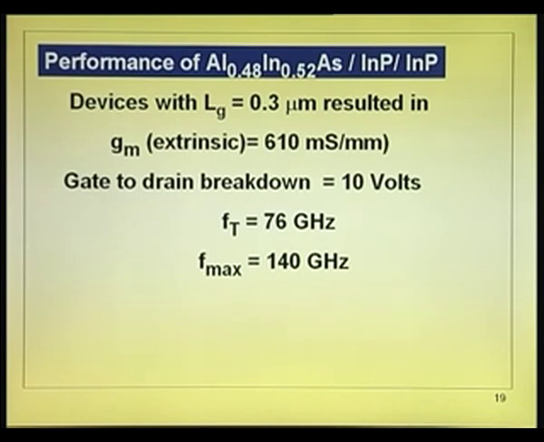Now you can see the comparison is not existing. 0.3 micron gate length device, GM 610 millisiemens per millimeter, quite good. FT 76 gigahertz, not as good as indium gallium arsenide. That was 750 gigahertz, but with 0.1 micron channel length. So you can see the comparison is not there. Maximum frequency of operation for unity power gain, that is the F max, is 140 gigahertz.